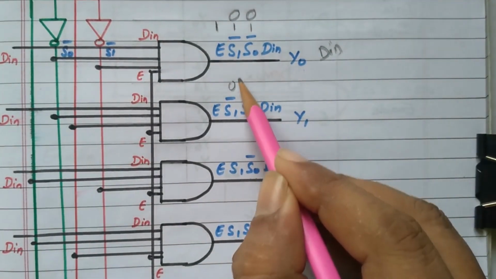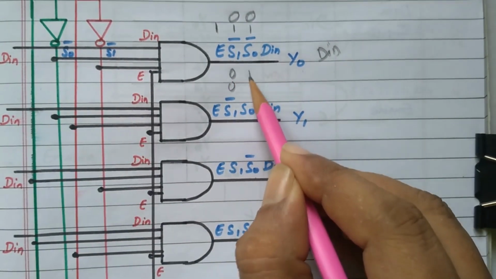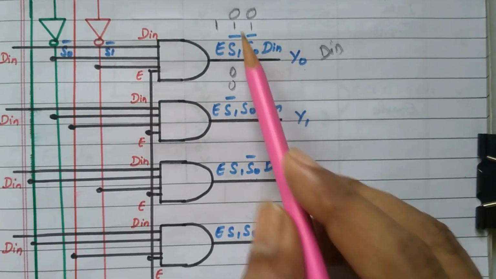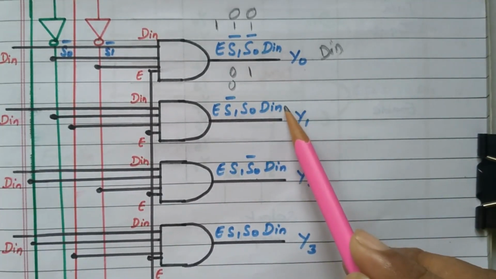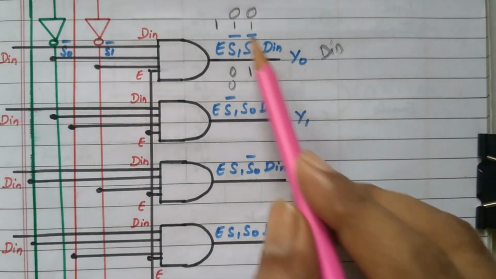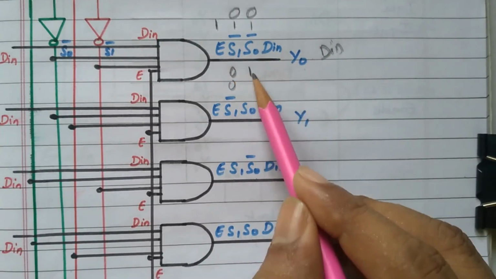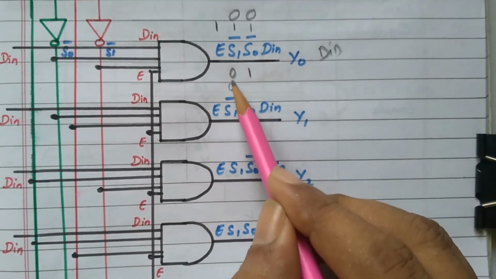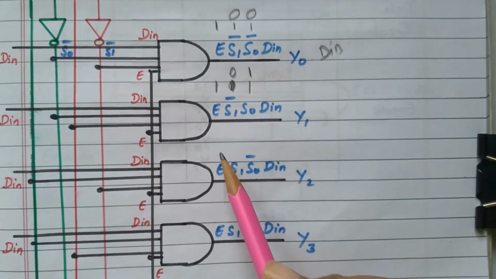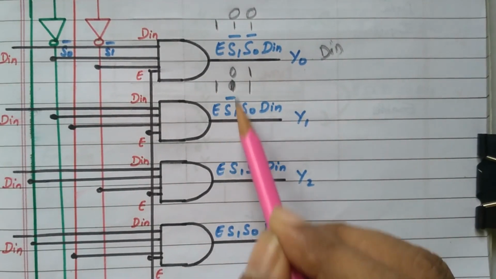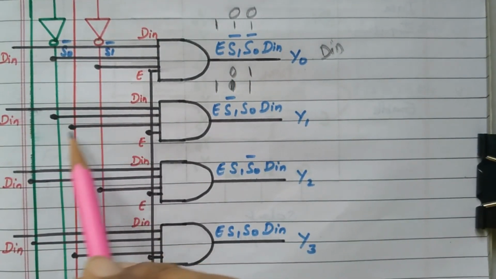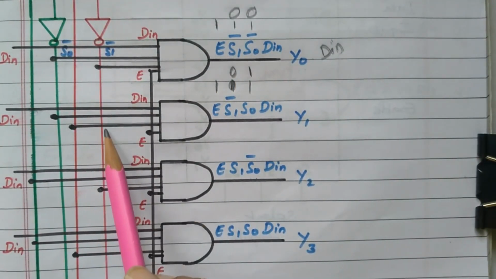But in the second case, 0 1, we are getting the second output. We already discussed in the truth table: 0 0 means first position, 0 1 second position, 1 0 third position, 1 1 fourth position. The first position we discussed. 0 1 means what will happen? S1 is 0 so S1 bar will be 1. S0 is already 1. Enable is also already 1. See this, S1 is 0 but we connected S1 bar. Here S1 bar is connected.